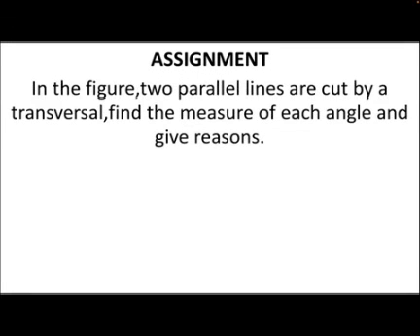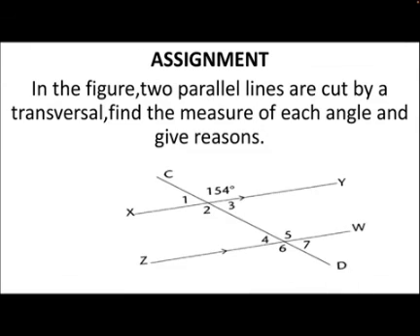Is that okay? Now, assignment. In the given figure, two parallel lines are cut by a transversal. Find the measure of each angle and give the reasons. So this is your assignment. I hope you can solve it. I have given you the measure of one angle. You all know now how to find the measure of all the remaining 7 angles, children. I hope this is clear.